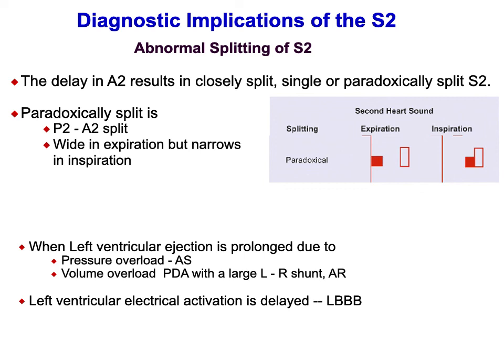So when the left ventricular ejection is prolonged due to pressure overload of aortic stenosis or volume overload, as in case of large shunts of PDA, or in case of aortic regurgitation, or left ventricular electrical activation is delayed, as in case of left bundle branch block. So any condition that leads to delay in A2 or delay in aortic valve closure may lead to paradoxical splitting of the second heart sound, and classically it is recognized as splitting during expiration but no splitting during inspiration.